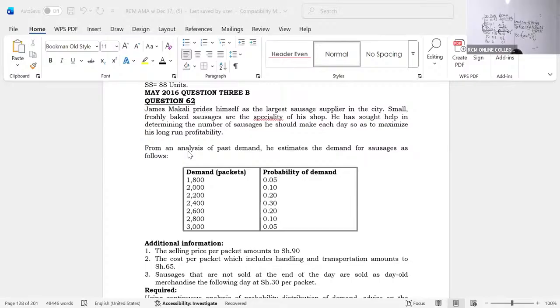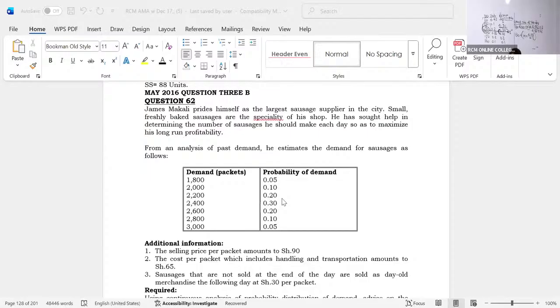Now, the student who asked about the marginal analysis, how we got that probability of success, they'll be able to understand when I do this question. Have you gotten it? Great. So we are told here James McCarley prides himself as the largest sausage supplier in the city. Small, freshly baked sausages are the specialty of his shop. He has sought help in determining the number of sausages he should make each day so as to maximize his long-run profitability. From analysis of past demand, he estimates the demand for sausages as follows.